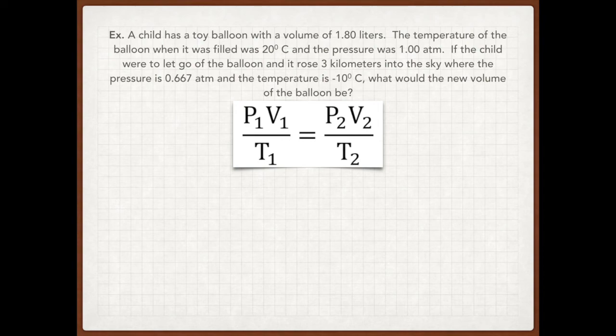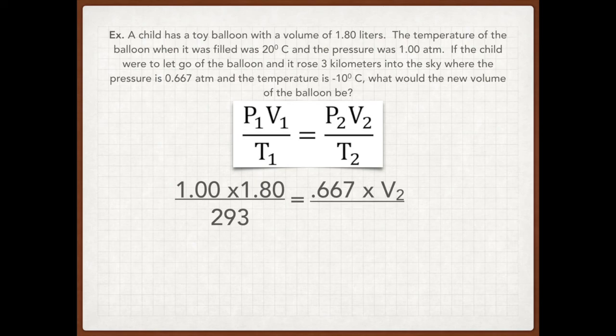So I know my initial pressure is 1 atmosphere. I know my initial volume is 1.80 liters. Okay? I'm going to put that over my 20 degrees Celsius, but remember, the 20 degrees Celsius has to be in Kelvin. So I'm going to add 273 to that, which gives me 293. I'm going to set that equal to my new pressure, which is 0.667, times V2, because that's what I'm solving for. And I'm going to put that over my negative 10 degrees Celsius, which is my new temperature, but I got to add that to 273. So that's going to give me 263.